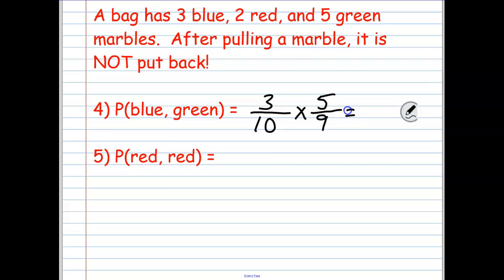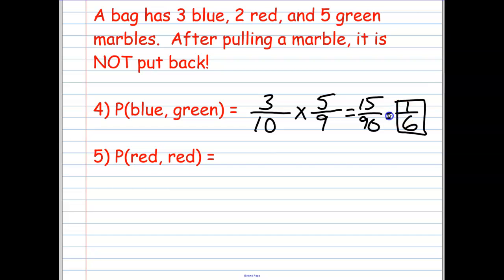There we go. And now we're going to multiply like we did before. So 5 times 3 is 15. 10 times 9 is 90. We could also do some cross-canceling there, or we could simplify, but either way we end up dividing everything by 15 here, and it simplifies down to 1/6 as our final answer.